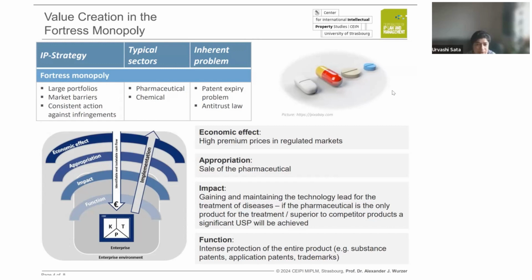The next step in IP strategy for Fortress monopoly is appropriation. How is this implemented? By sale of the pharmaceutical invention. Again, there could be licensing opportunities as well to make use of the IP. What economic effect is generated? It's high product differentiation, which commands a premium price of the invention. And it creates barriers to entry for generic players. With that, I give the next slide to Marcus.